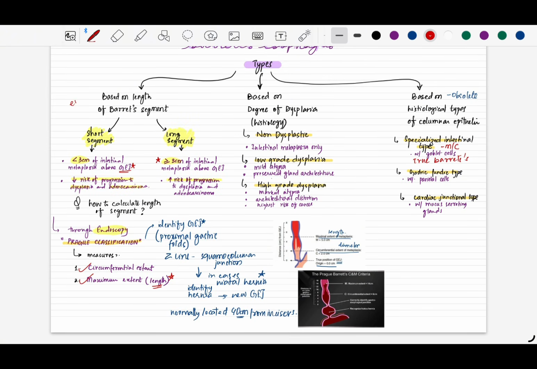Since we already discussed that this one would be seen on endoscopy, we will be discussing the endoscopic findings later, and these two, of course, will be seen on histopath samples.